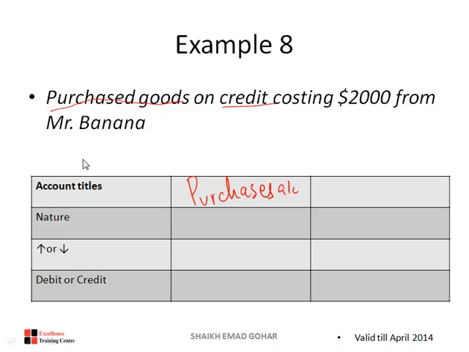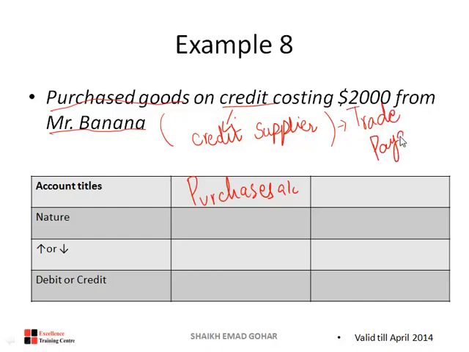So this person, Mr. Banana, basically he is my supplier or customer? Supplier, because I am purchasing from him. So he is my supplier. And he is my credit supplier. So there are two types of suppliers I told you in the last class. One is cash supplier, one is credit supplier. And credit supplier, we call him something called... Yeah. So you will write trade because you are trading with him and you have to pay him in the future. So there are trade payables. So trade payables is the word you will use when you are purchasing on credit.